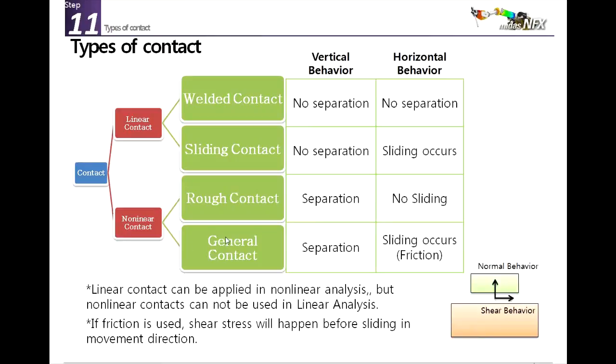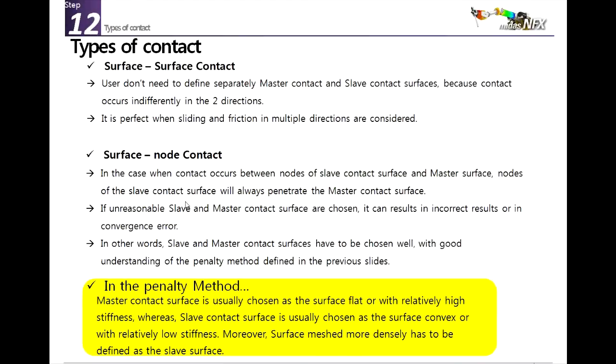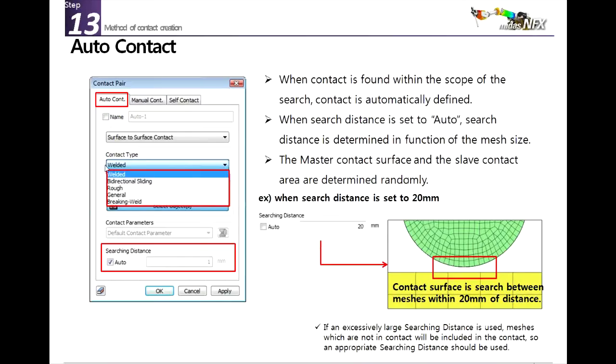Now, nonlinear contacts, you have general contact and Rose contact. General contact means that you can have real separation between the two parts, and you can have sliding at the same time, so you have some friction that can be considered. Rose contact means that you can have separation, but you have no sliding. So as soon as the parts enter in contact, they will stay glued. I mean, they cannot slide one on another. Okay, I'll not detail that.